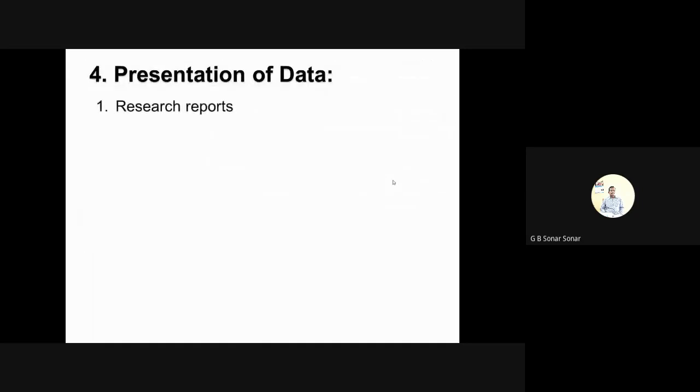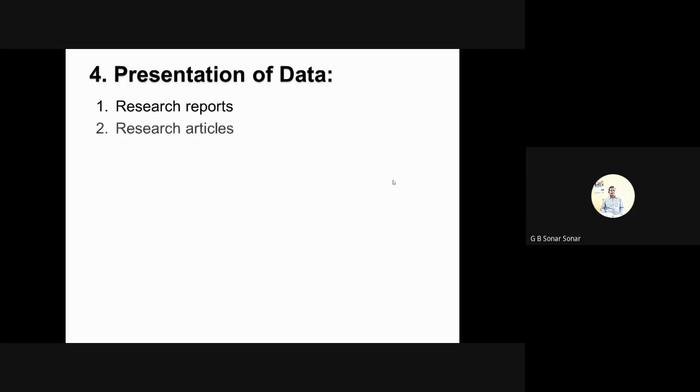Now, the last part of my presentation is presentation of the data. Once the data are processed, it is presented in the form of tables and statistical tests. It is analyzed, interpretation is made, inferences are drawn, and the report is ready. Then how do we present? So the research reports, whether academic reports or other professional reports of professional research organizations, are presented in the form of research reports.